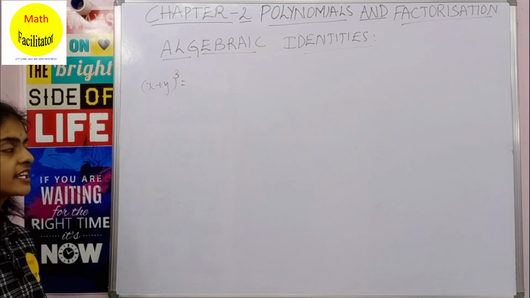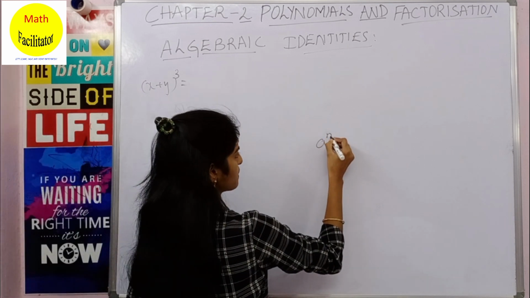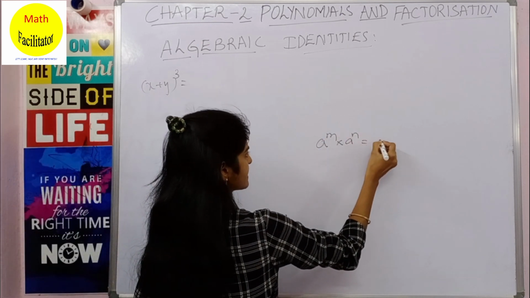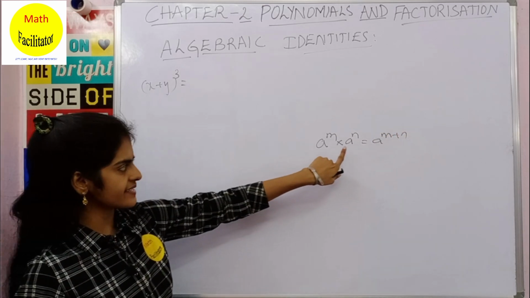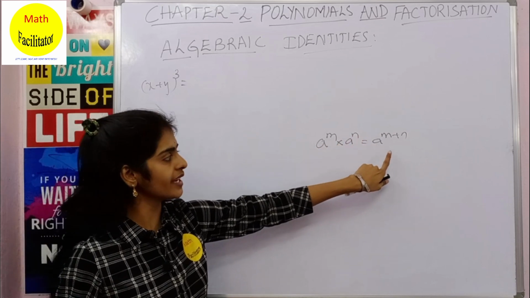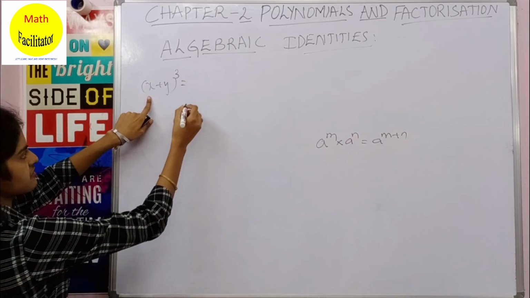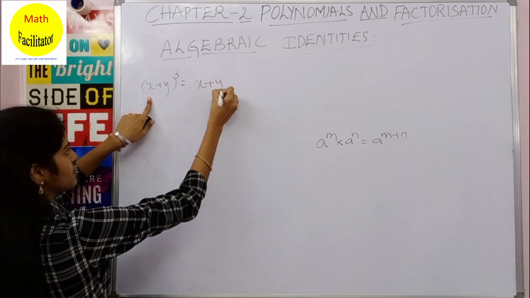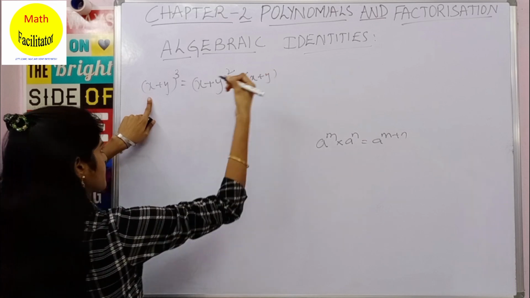Okay, so how can you write (x+y)^3? You know that a^m times a^n is a^(m+n). Same base, the powers are different, so you add the powers with the base. Clear? So now you have (x+y)^3, and I am splitting it as (x+y)^2 into (x+y).